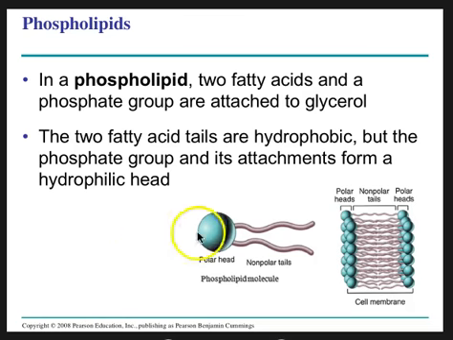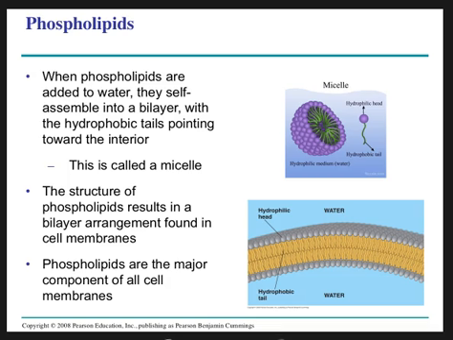Okay, so I've got these polar heads. Remember, we're talking about covalent bonds. So I have these polar heads, and I have these non-polar fatty acid tails. Where we're going to see the phospholipids play a huge role for us in biology is here, in this structure right here.